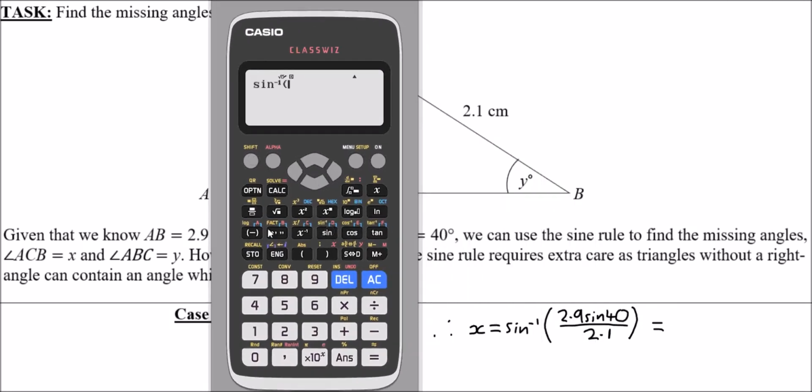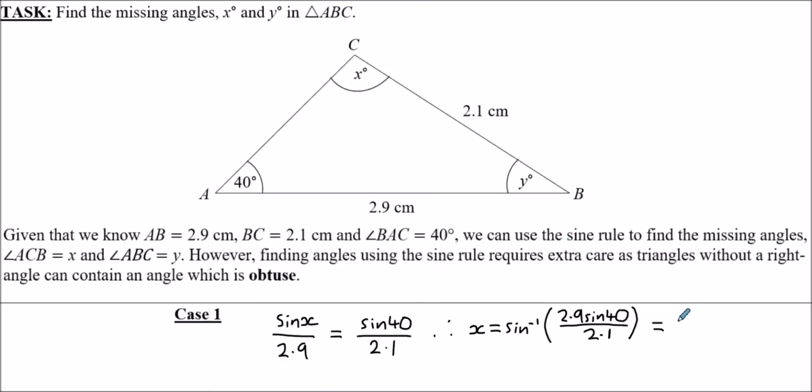So shift sine 2.9 sine 40 all over 2.1. We get here, to 3 sig figs, 62.6 degrees. So case 1 might well be where x is equal to 62.6 degrees.